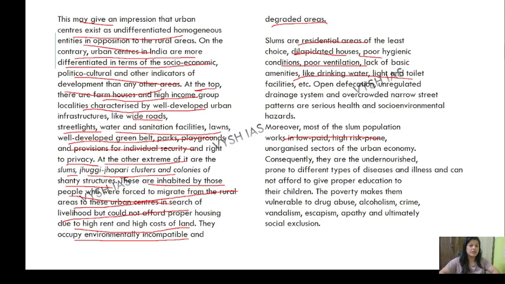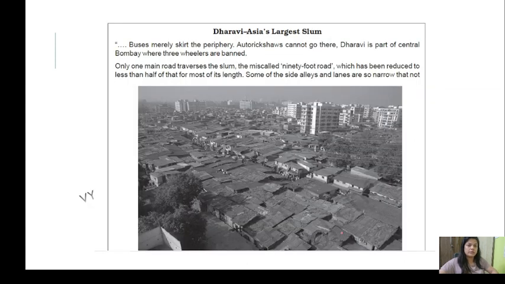Yes, one of the largest slums of Asia, we are going to read about it. Unorganized sectors of urban area. Consequently, these people are undernourished, prone to different types of disease and illness, and cannot afford to give proper education to their children. The poverty makes them vulnerable to drug abuse, alcoholism, crime, vandalism, escapism, apathy, and ultimately social exclusion.